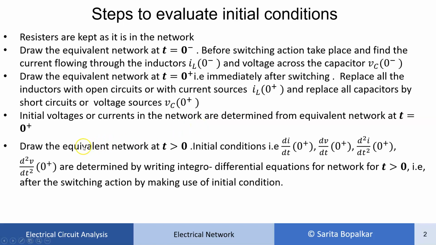Then the next step is to draw the equivalent network for t greater than 0. So initial conditions, that is di by dt, dv by dt, d square i by dt square, d square v by dt square at t is equal to 0 plus, are determined by writing the integro-differential equation for the network for t greater than 0. And how will you get this integro-differential equation? By applying KVL or KCL to the network for t greater than 0.